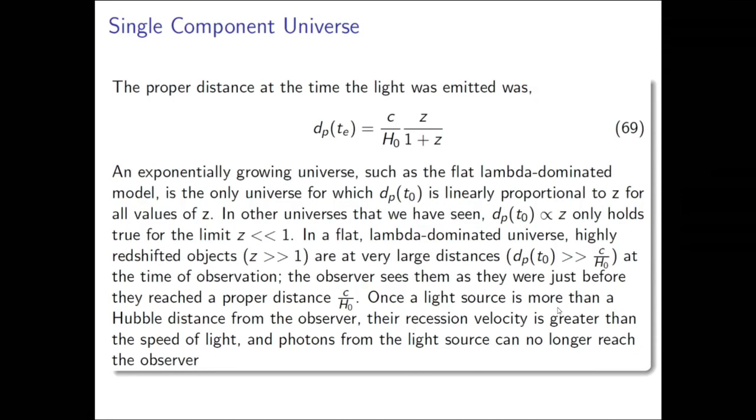So we see that the observer sees them as they were just before they reach the proper distance of c by H naught. Again, this is the Hubble distance, so we cannot see further than this. And once the light source is more than the Hubble distance from the observer, the recessional velocity is greater than the speed of light.